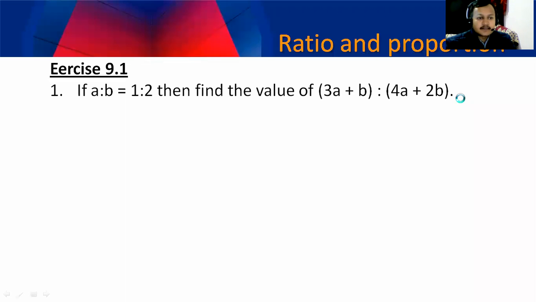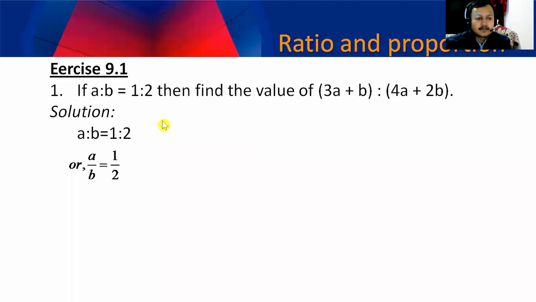At first, we have to write the given thing. Given thing is A is to B is equal to 1 is to 2. In terms of fraction, we can write it as A by B is equal to 1 by 2. Now do cross multiplication: B into 1 is B, 2 into A is 2A. We get B is equal to 2A from the given value.